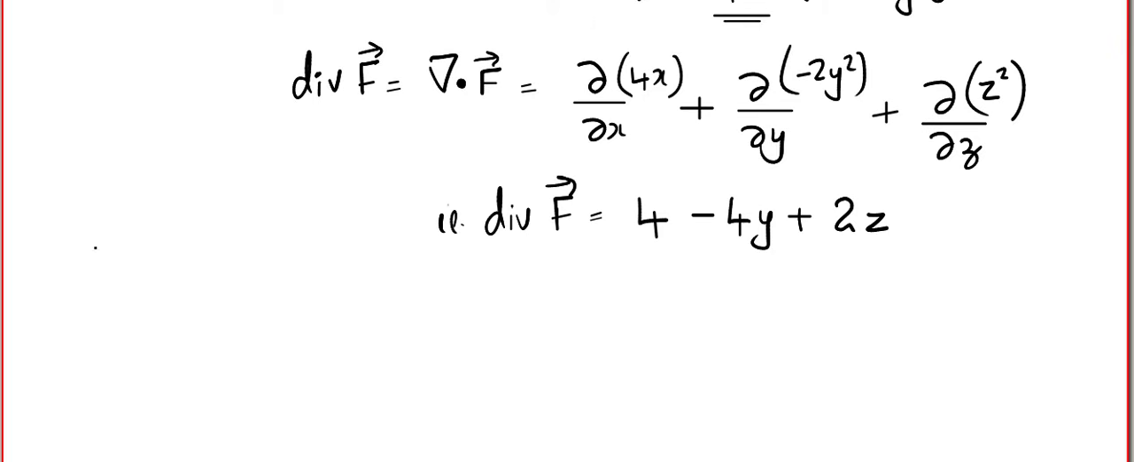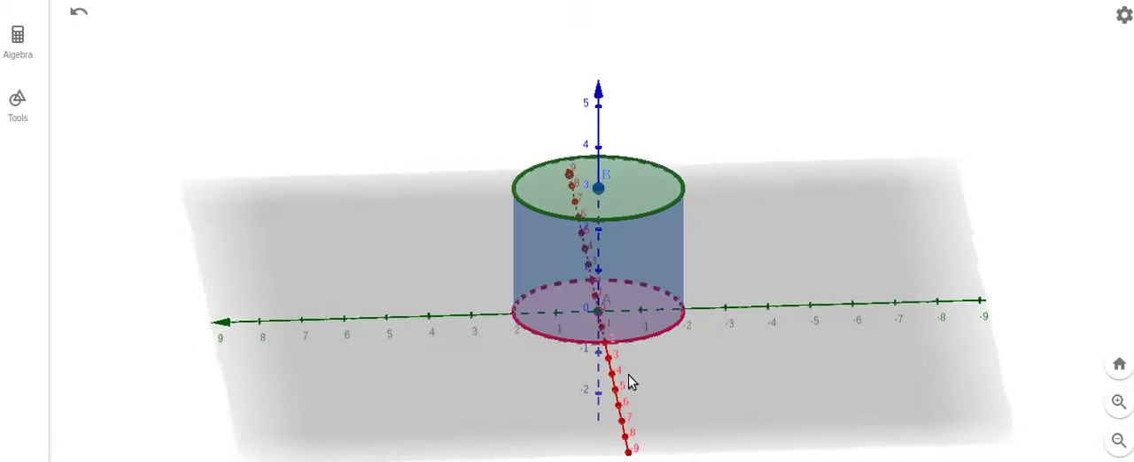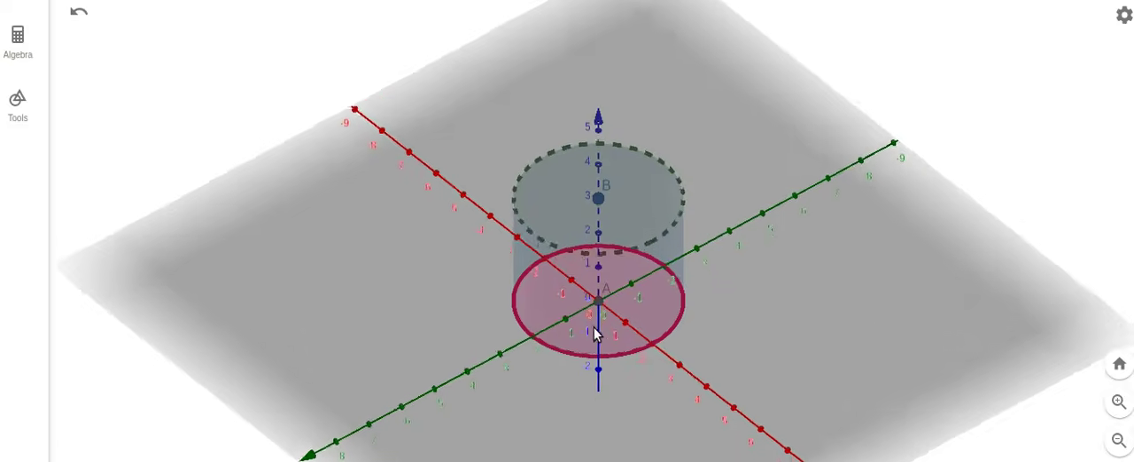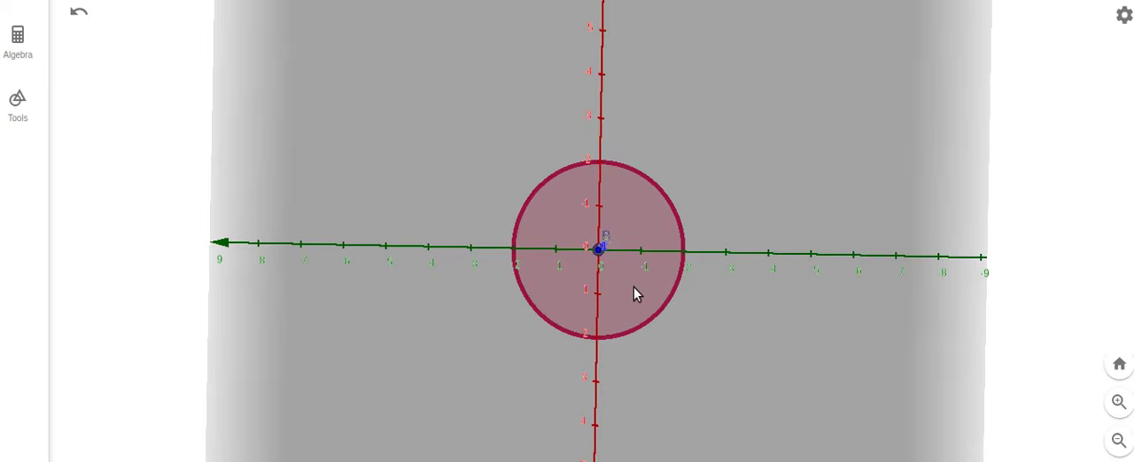Now look at this. To evaluate the volume integral in a cylinder, it is very easy. First of all, you should imagine that circle. I'll draw our x-axis and y-axis, and I'll draw the base circle, the red circle you see on the bottom. This is exactly what I'm drawing.